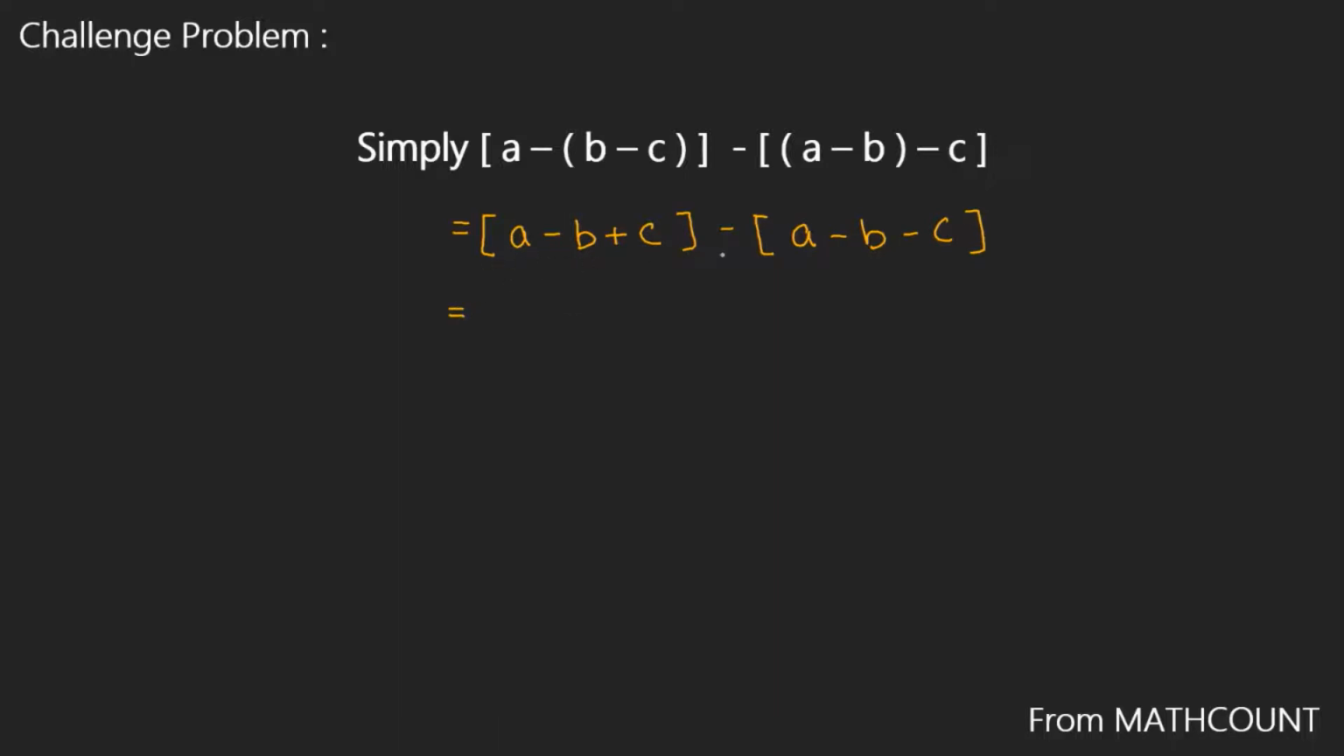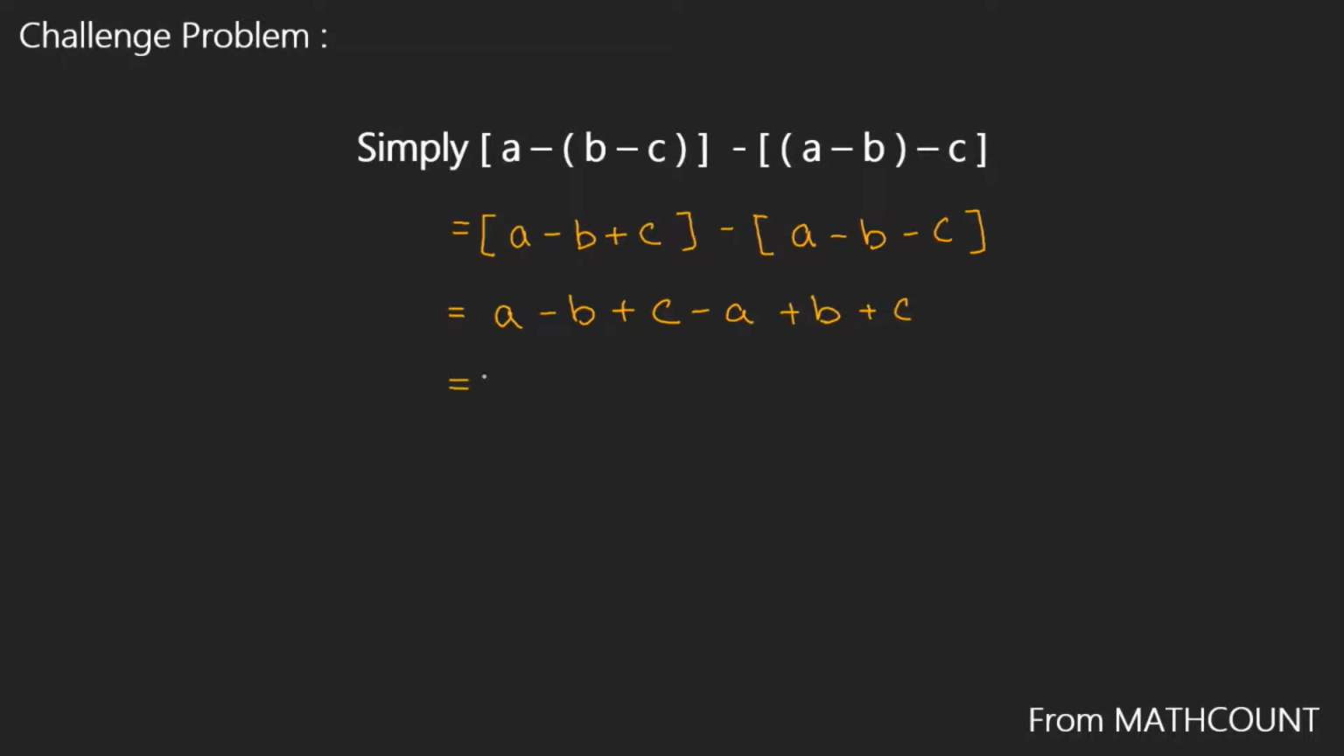Now we're left with only one level of parentheses. So we're going to drop these also. And this becomes A minus B plus C. Now to drop this one, since it's a minus sign in front, the signs for the terms inside will change. It becomes minus A plus B plus C.